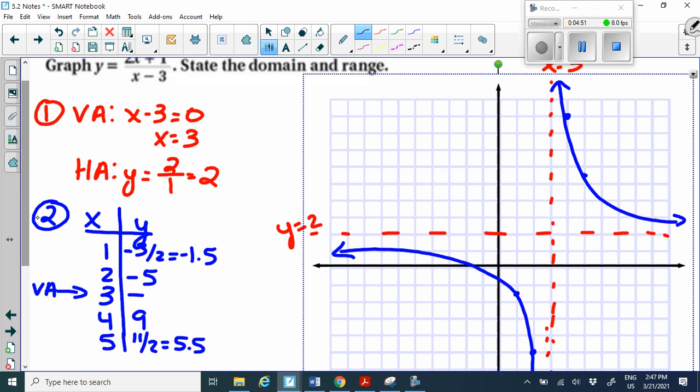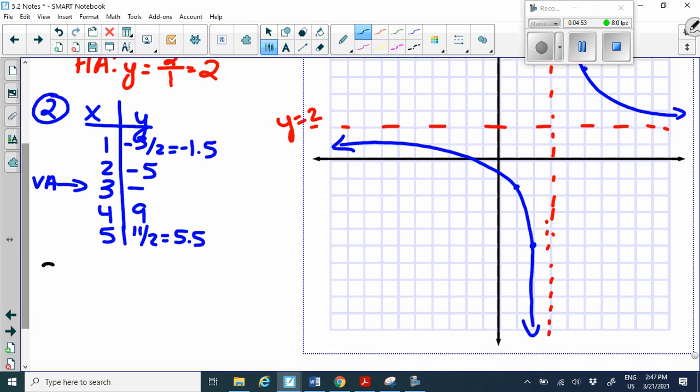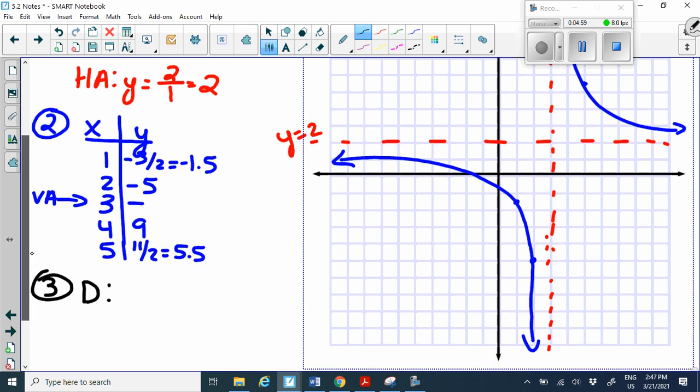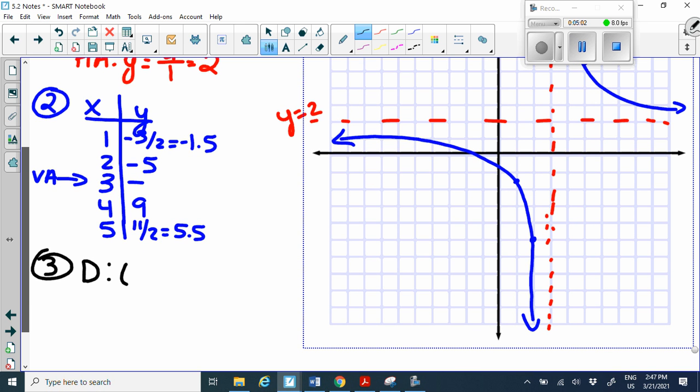Okay, now our last thing is we got to figure out domain and range. Remember, domain deals with our vertical asymptote. At this point, our vertical asymptote is at 3. So I have negative infinity to 3, union, and then 3 to infinity. And also notice that I'm using parentheses even around the 3, because remember that asymptote is not included, so that's why we have to use parentheses.